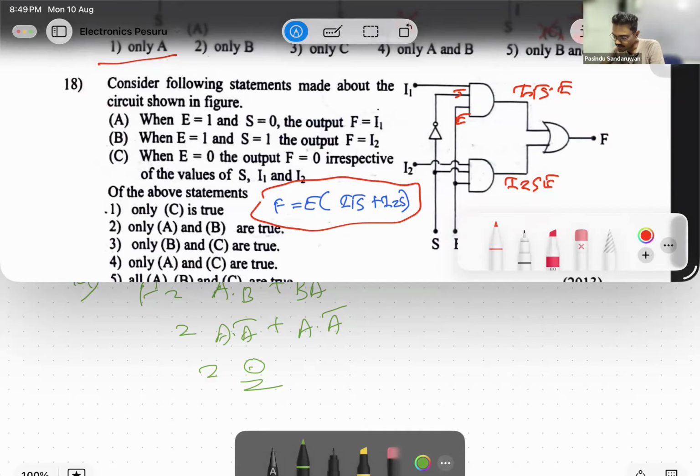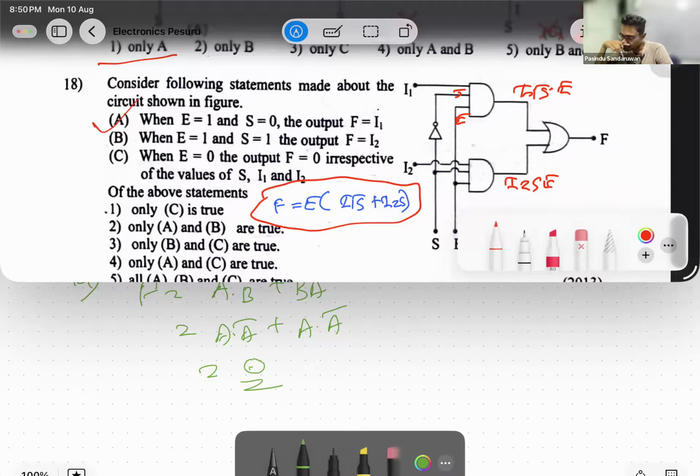Okay, when E equals 1, S equals 0 and output F equals I1. E equals 1, then S equals 0. S equals 0 means the I2 S term becomes 0. Then S equals 0 means S bar is 1. Then the first statement is correct. Then F equals I1, no? Correct. F equals I1. Simplify: I2 S is 0, then S bar is 1, then I1 dot 1 is I1, right? E is also 1, then I1 dot 1 again is I1.